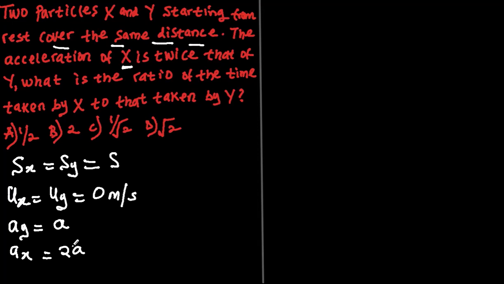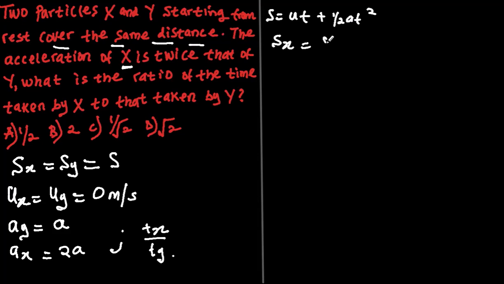Now, what is the ratio of the time taken by x to the time taken by y? So what we are looking for is time of x to time of y. All right, so let's start. The equation we use is the one that has s, u, a and t, and of course that is s equals ut plus half at squared. So let's plug in. Don't forget that we are told that their distance is the same. So that means distance of x and distance of y is the same, so all this side of the equation for x must be equal to that side of the equation for y.